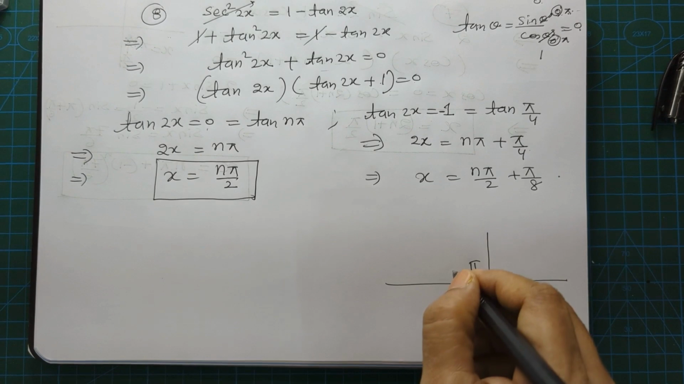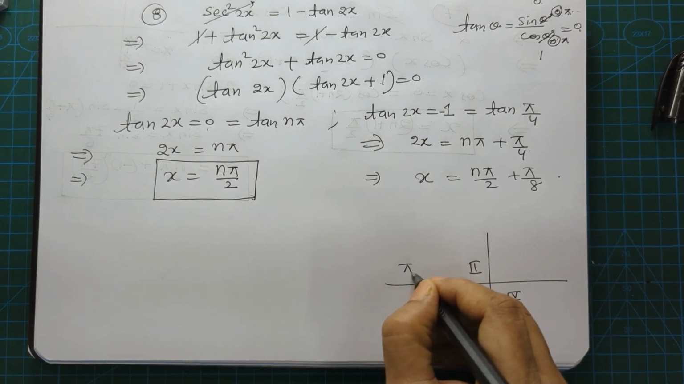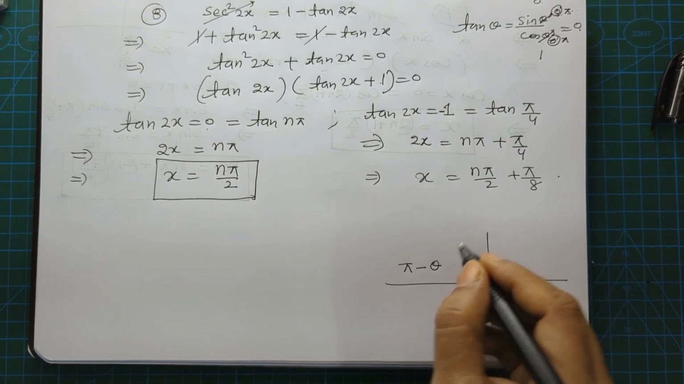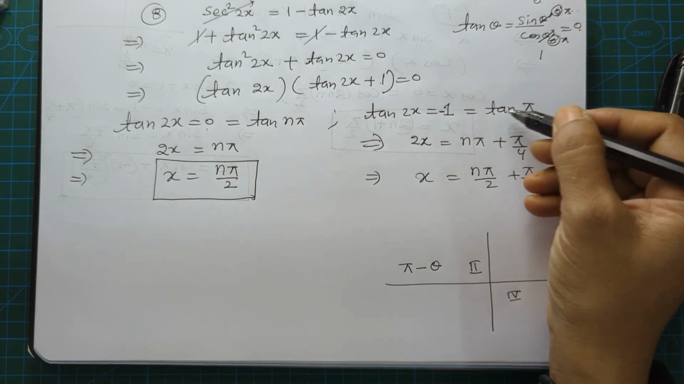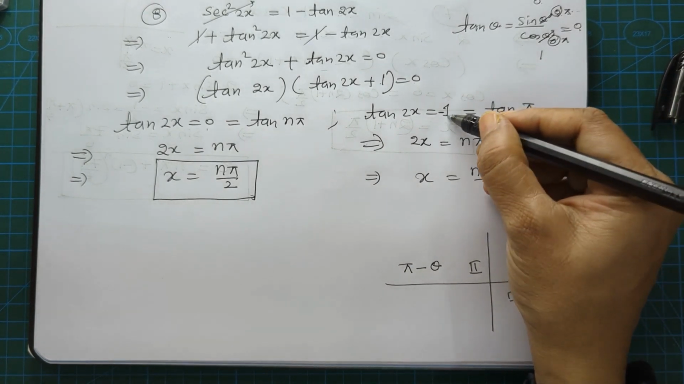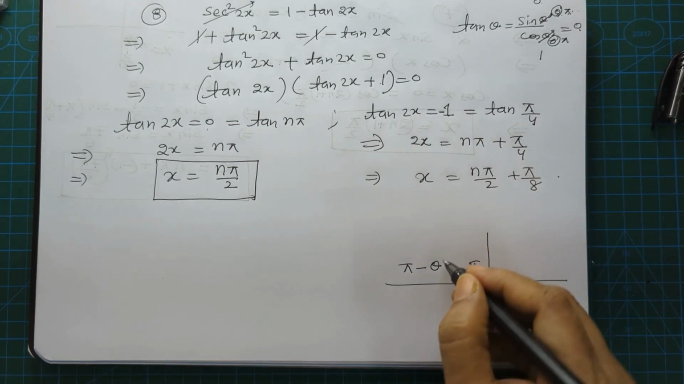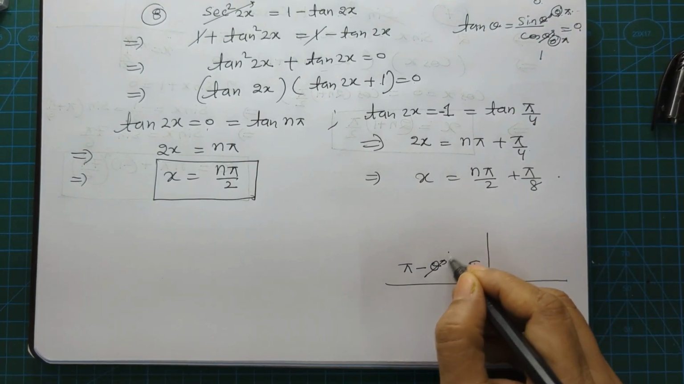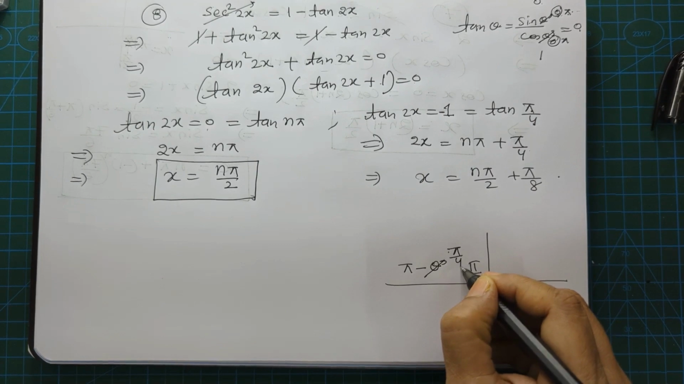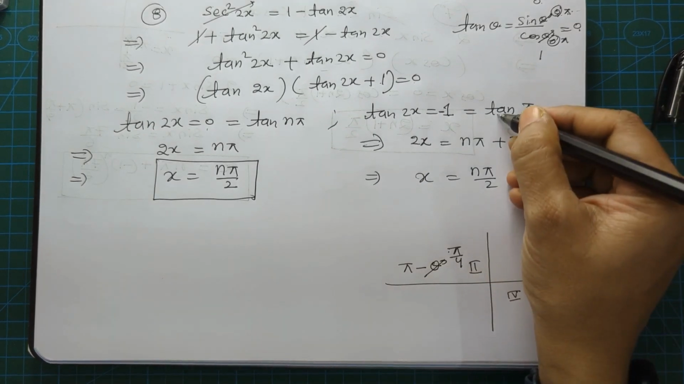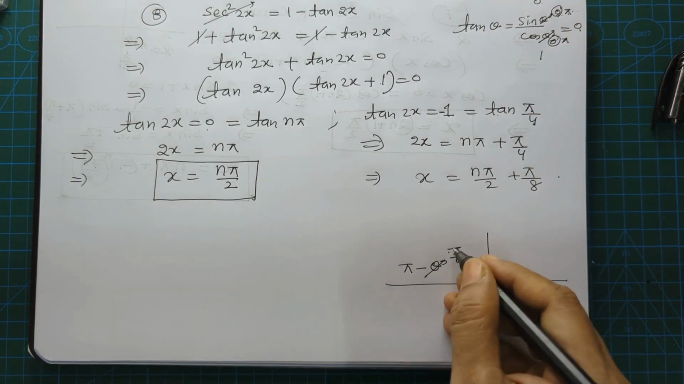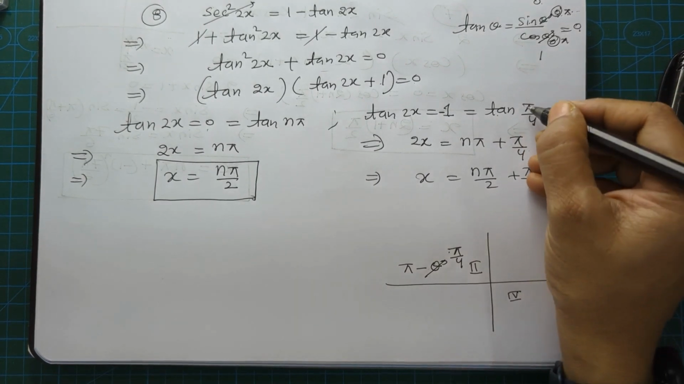If it is in the second quadrant, the angle is of the form pi minus theta. So here, tan of which angle is 1? Pi by 4. But where is this angle? This angle is in the second quadrant. So here theta can be taken as pi by 4. Then tan of pi minus pi by 4, pi minus pi by 4.